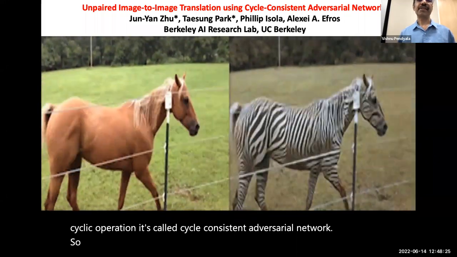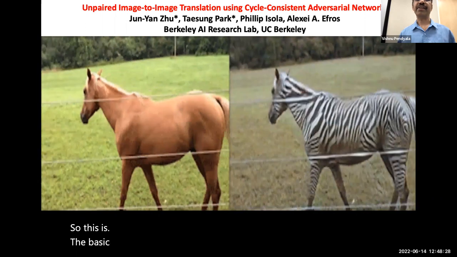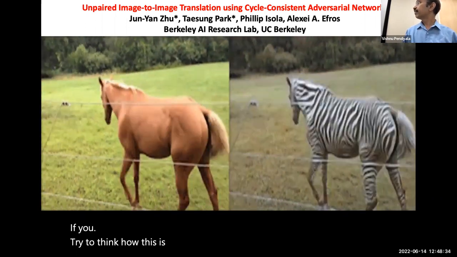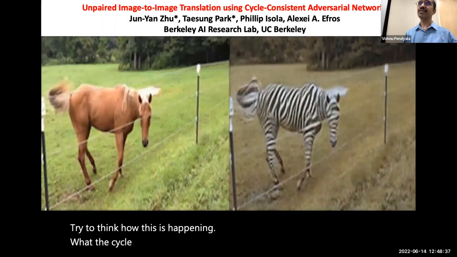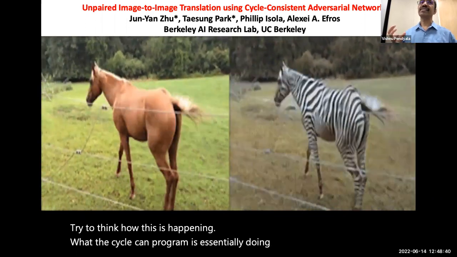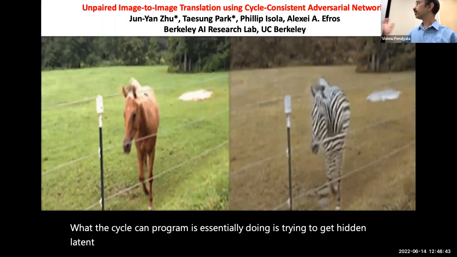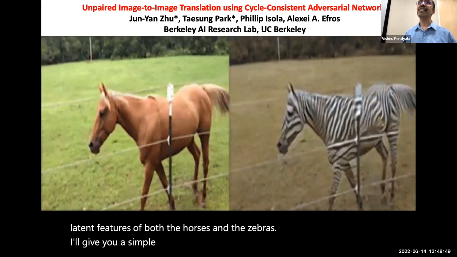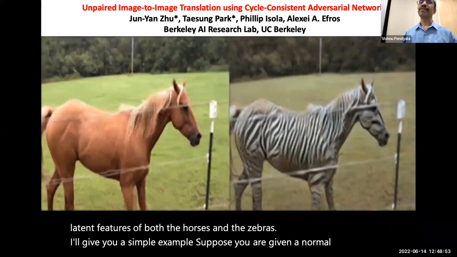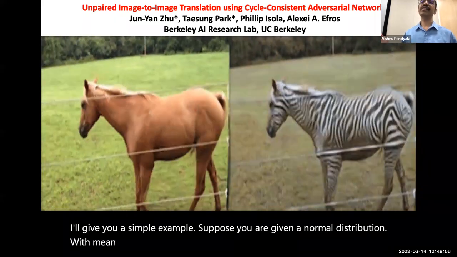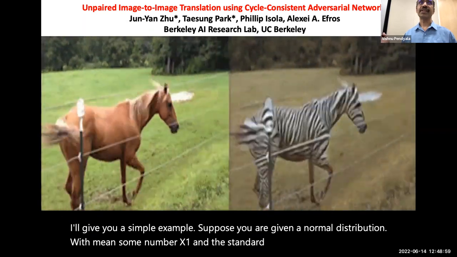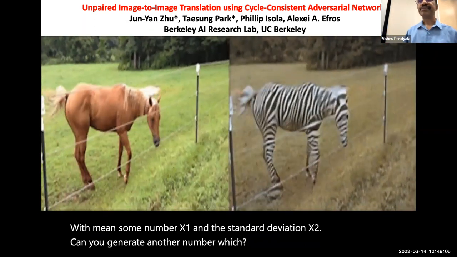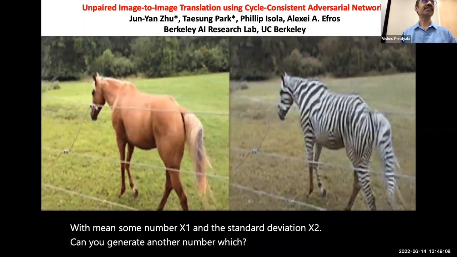So this is the basic idea of cycle GAN. And if you try to think how this is happening, what the cycle GAN program is essentially doing is trying to get hidden latent features of both the horses and the zebras. I'll give you a simple example. Suppose you are given a normal distribution with mean x1 and standard deviation x2. Can you generate another number which conforms to that distribution?